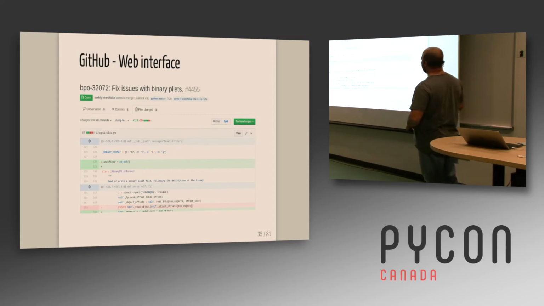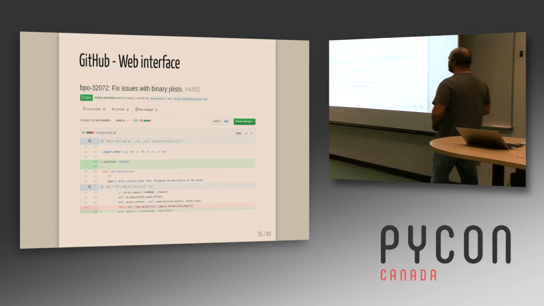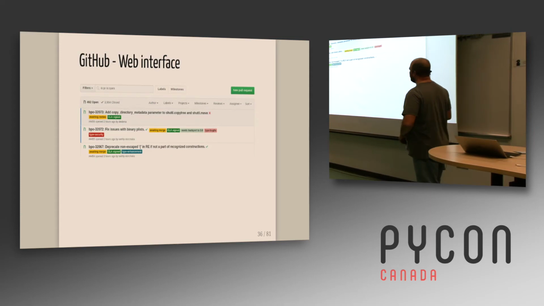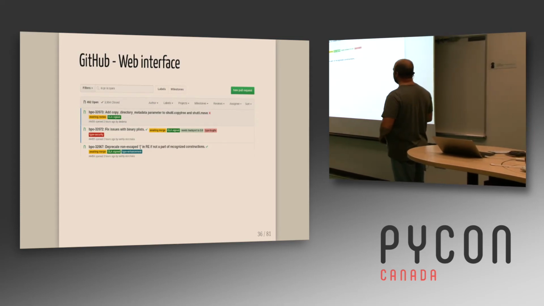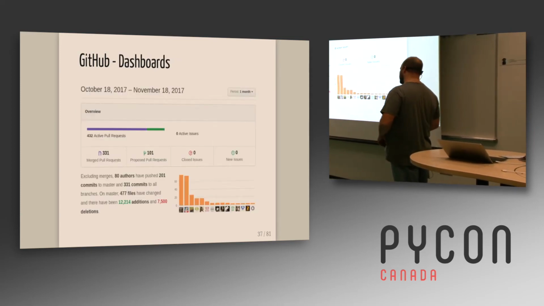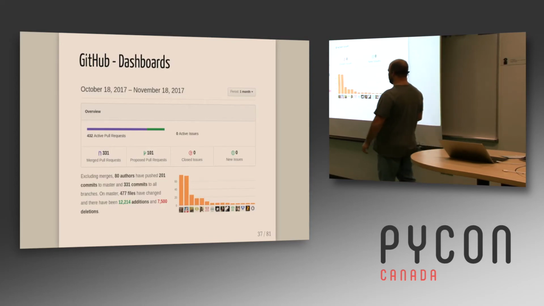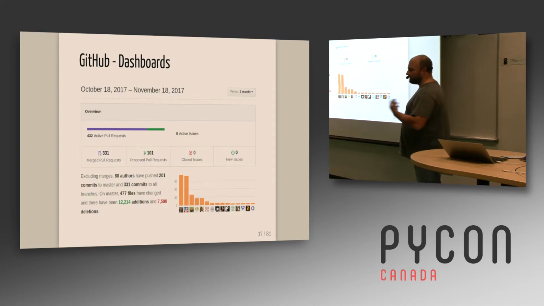So we have the web interface where we can see a diff with the highlighting. That's great. We can see the list of the pull requests with a lot of labels. We have a dashboard with the contributor, the author, the commits, the files, the additions, the deletions, and a lot of stats. I like that. For me, I like it.